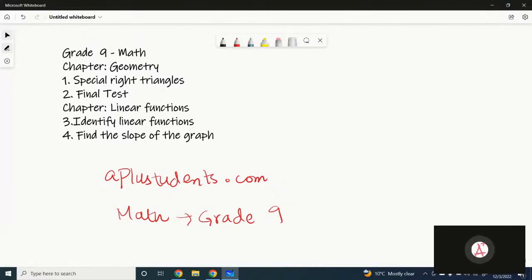So here is the list of the lessons we are going to cover today. The chapter name is geometry. The lesson name is special right triangles. Then we'll do the final test of the chapter.